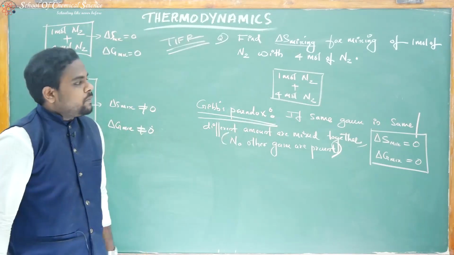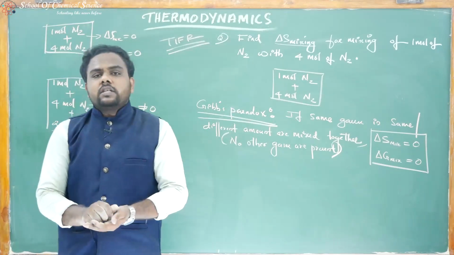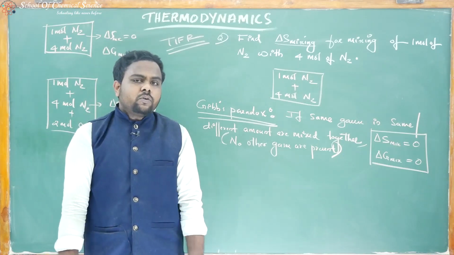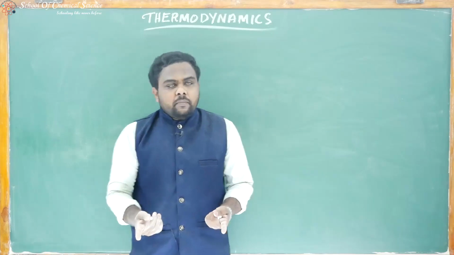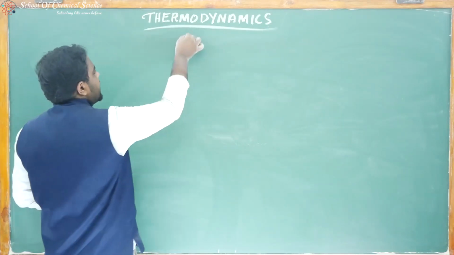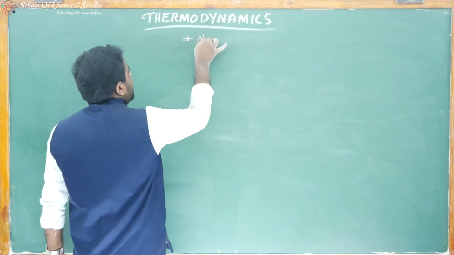If no other gases are present, in such case, delta S mixing equal to 0 and delta G mixing equal to 0. So we completed ideal mixing. Then last case, non-ideal mixing.